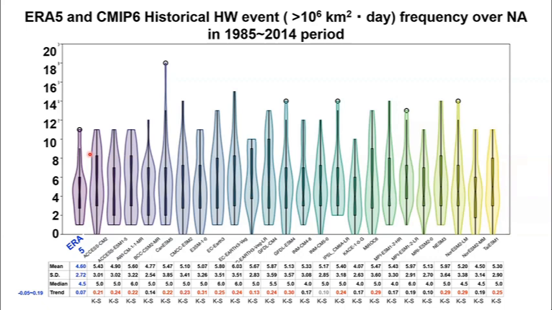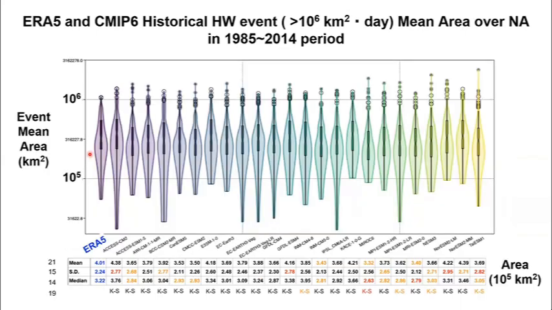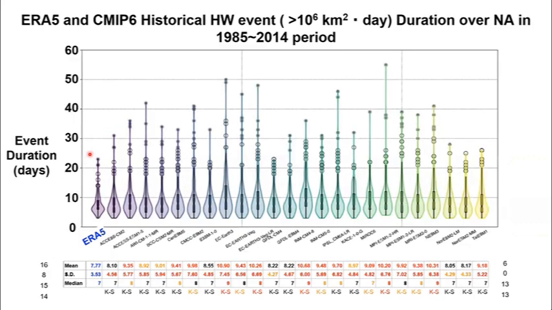But anyway, in general, at least half of them, or more than half of them, have a higher linear trend. Otherwise, the distribution is fine. And then again, you can look at other attributes like mean area. Again, a lot of the models, at least more than two thirds, are reasonably good compared to ERA5. And how about the duration?